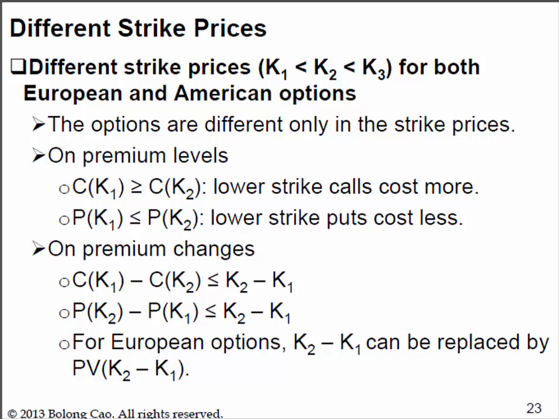For puts, the high strike put will cost more. So PK2 minus PK1 is a positive number because the strike price for PK2 is the higher one. Again, the difference between PK2 and PK1 is less than K2 minus K1.